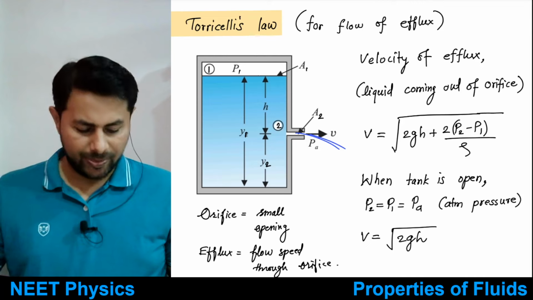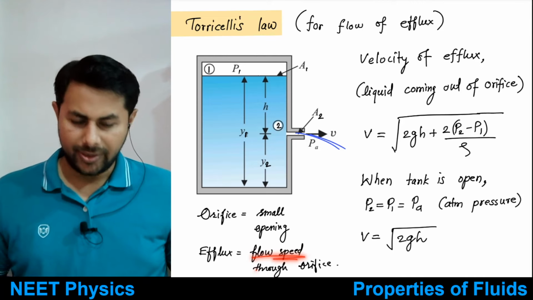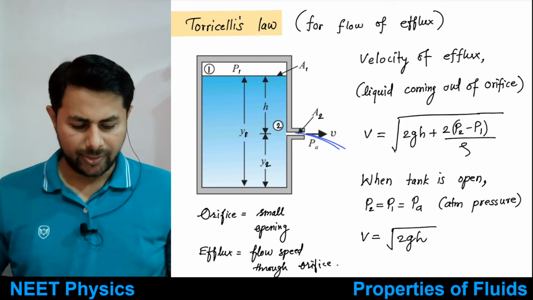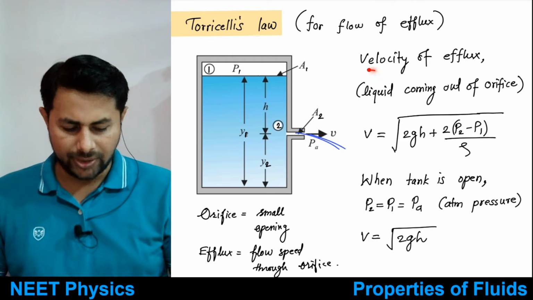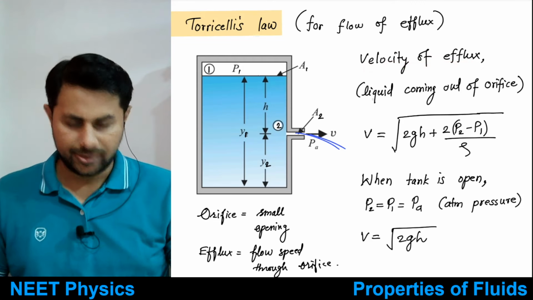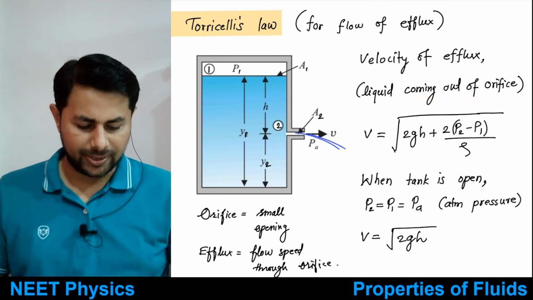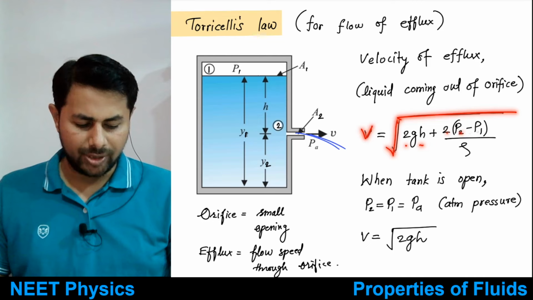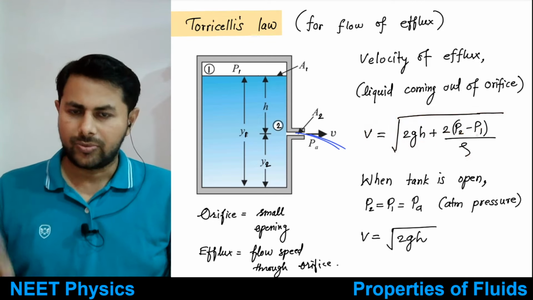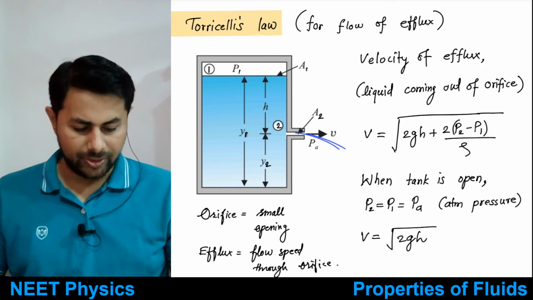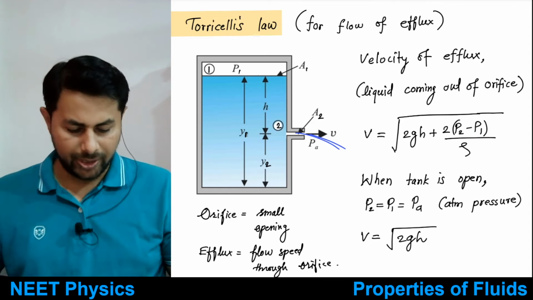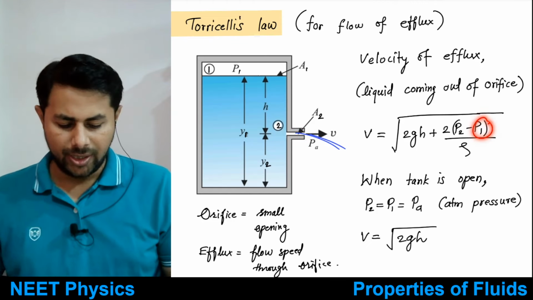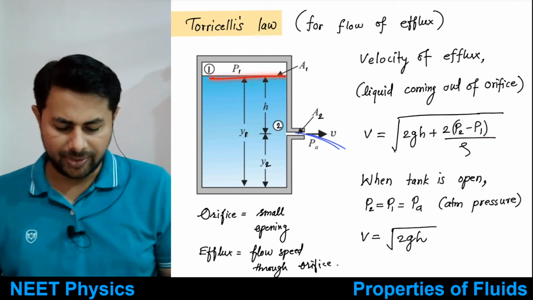And what is efflux? Efflux is the flow speed of the fluid that comes out of an orifice. So again, the velocity of efflux, that is the liquid that is coming out of the orifice, is given by this formula. V is equal to square root of 2gh plus 2 times P2 minus P1 divided by rho. What is P2? P2 is the pressure at this end, that means pressure at the orifice. What is P1? P1 is the pressure at this end, that is the pressure at the top.